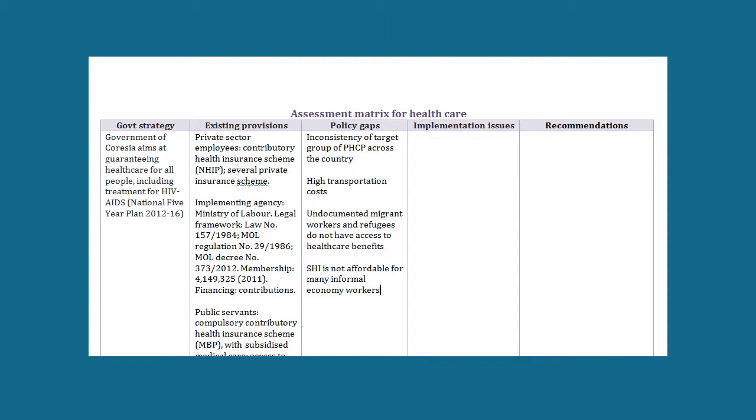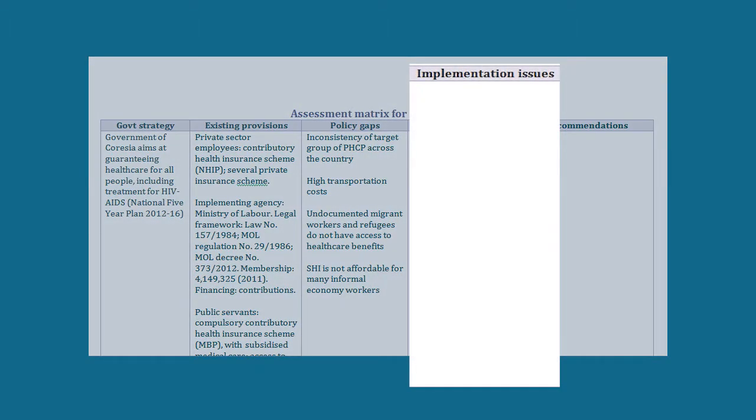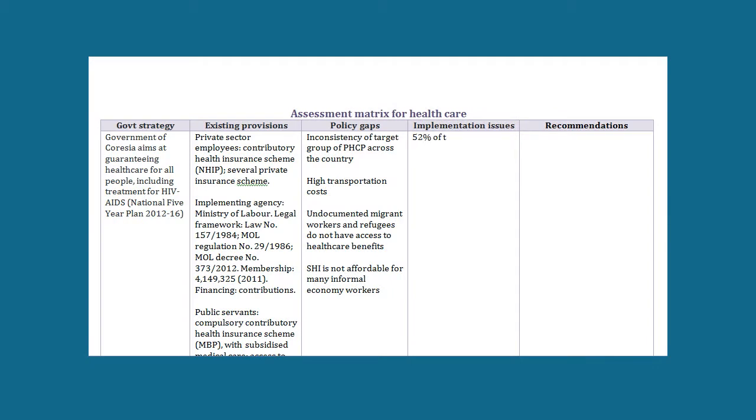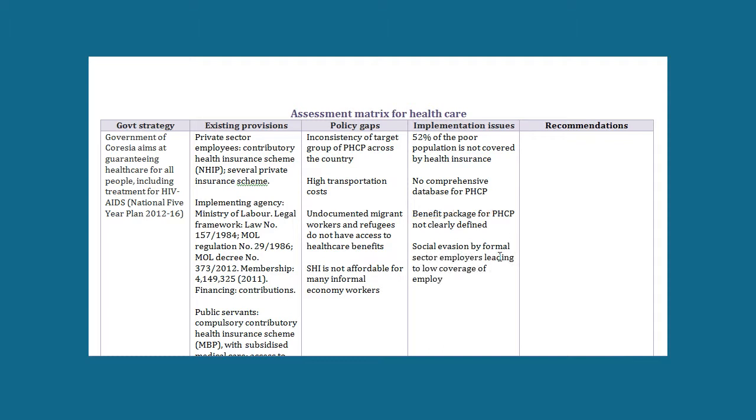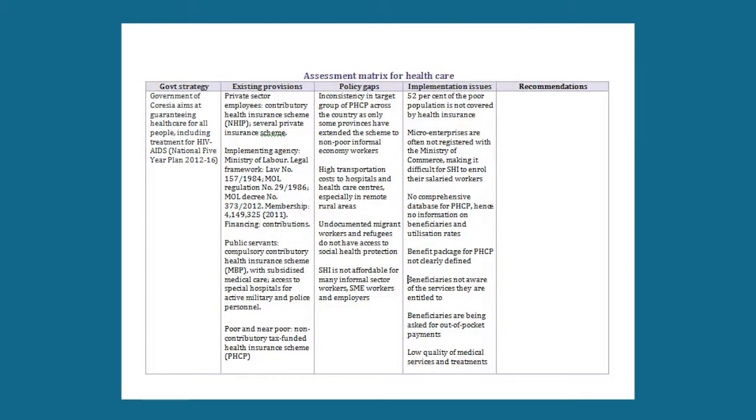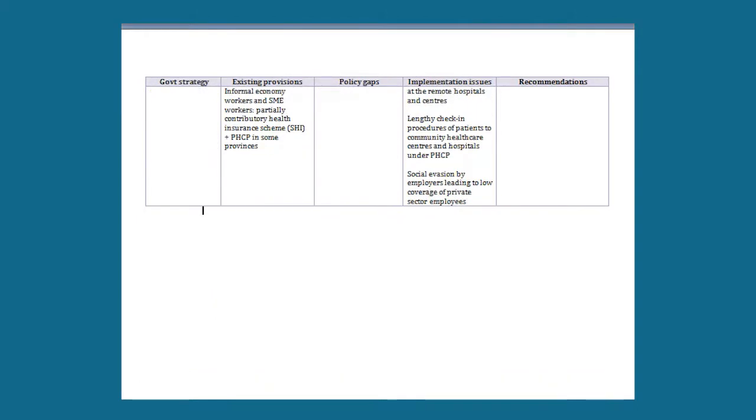We now move to the next column, which is for implementation issues. Such issues arise when beneficiaries do not enjoy effective access to their entitlements due to poor enforcement of laws and schemes. For Croatia, the first issue is that the PHCP does not cover 52% of the total poor population. Other issues are an absence of a comprehensive database for PHCP, and that the PHCP benefit package is not clearly defined. And there is an evasion of payment of contribution by private sector employers. The remaining policy gaps and implementation issues are then filled in.